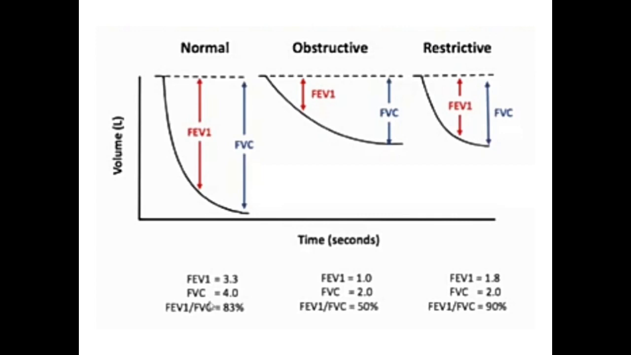This is the normal, the FEV1 and FVC, and we get the 80 or 83% normal ratio. And in the obstructive, these are decreased disproportionately. You can see the FEV1 is decreased more than the FVC, and we get the ratio 50%, less than 80%. And in restrictive, both are decreased proportionally, and the calculated or measured ratio is 90%, above the 80. And this is for the diagnostic purpose.